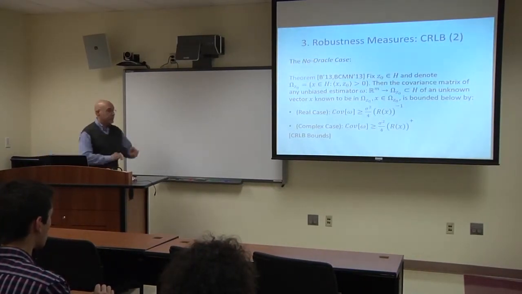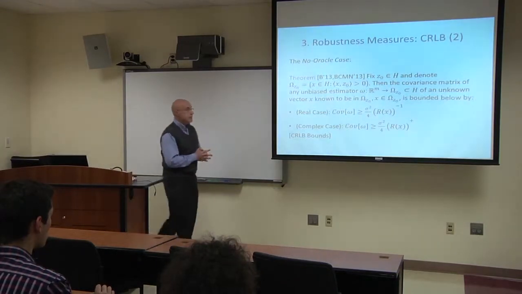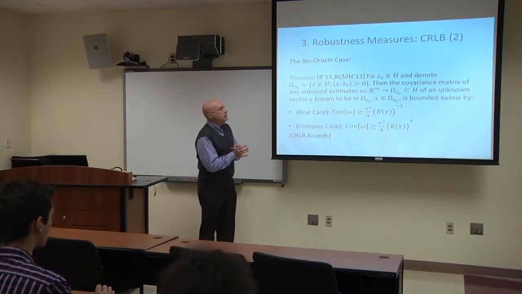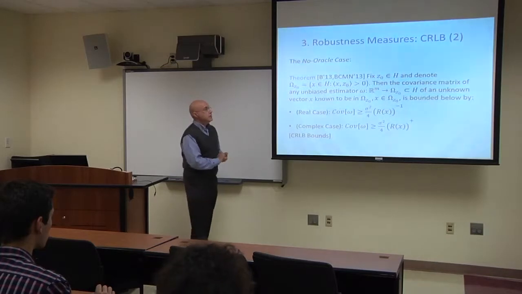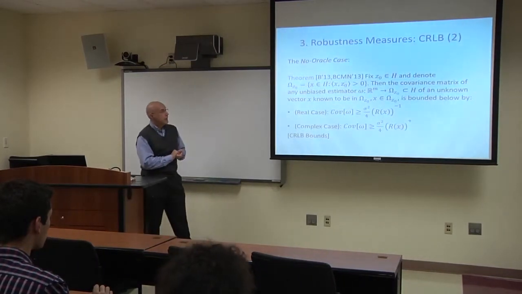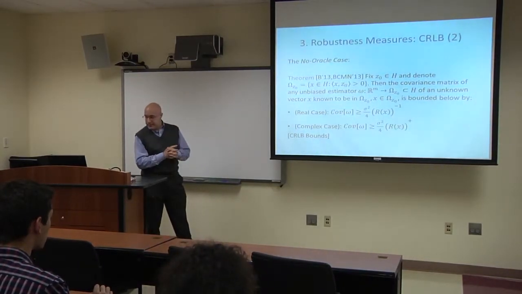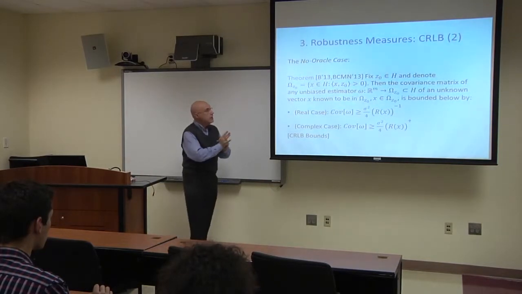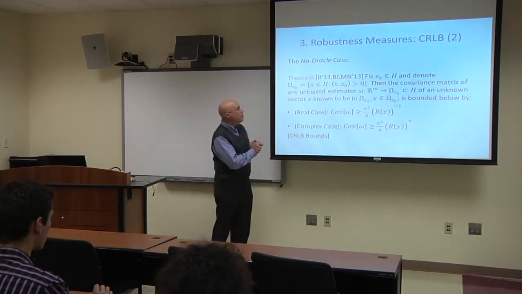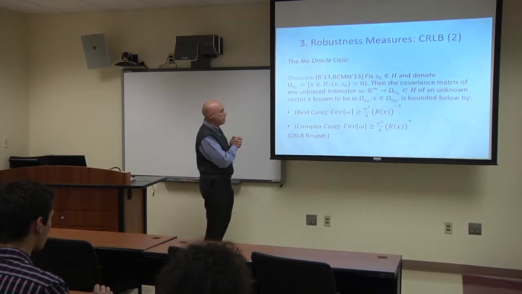Now, once we have the Fisher information matrix, we want to do something with it, right? Typically, it provides a robustness measure, the so-called Cramer-Rao lower bound. Now, I want to present two different cases, which are interesting. Case number 1, I call the no oracle case.